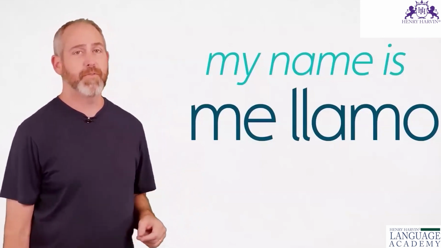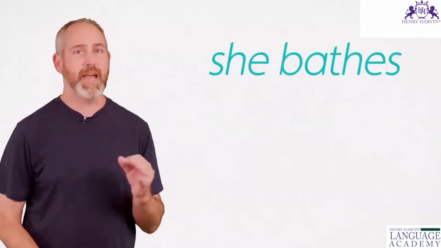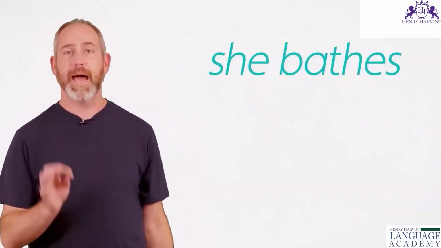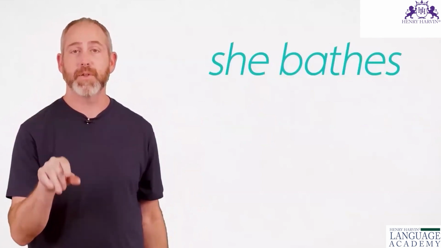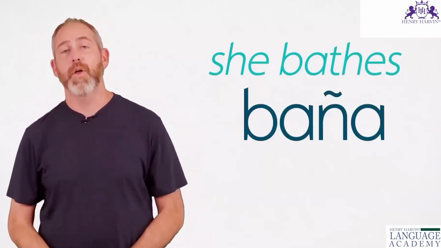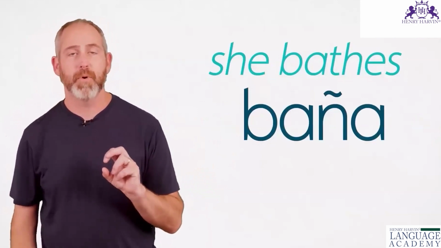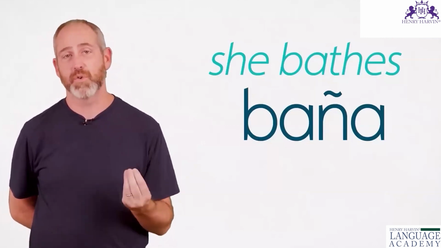All right, let's look at some other forms of bañarse. Let's say she bathes. Okay, so we got bañarse. We take off the se. We're left with the verb bañar. We need to conjugate bañar with she. So it's baña. All right, now we're going to bring back the se and put it in front of that verb. But we have to ask ourselves, is it going to remain se, or do we have to change it to me, or te, or nos, or os?